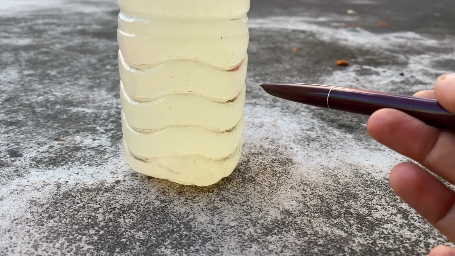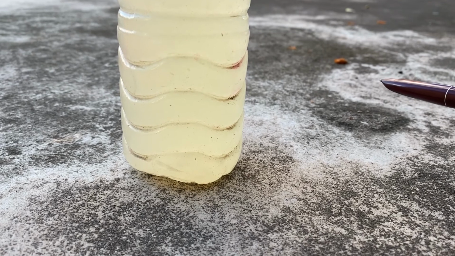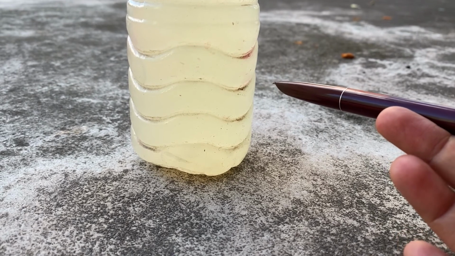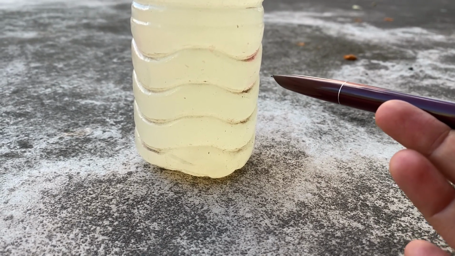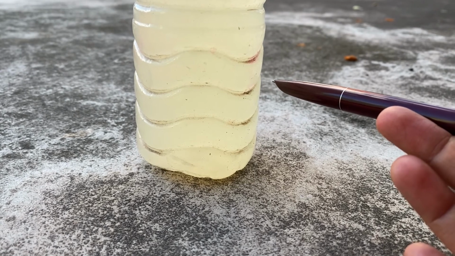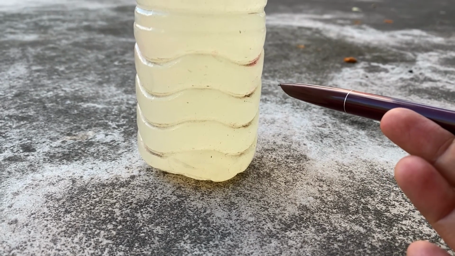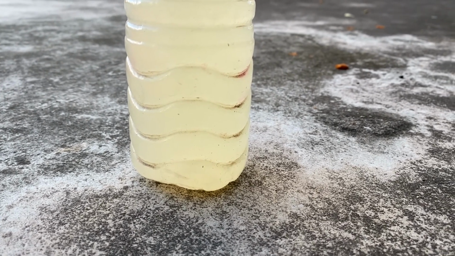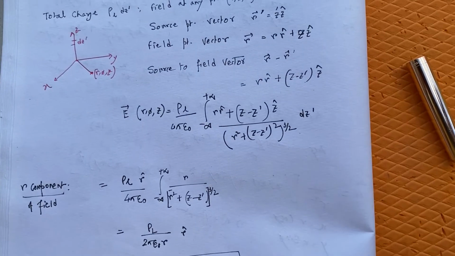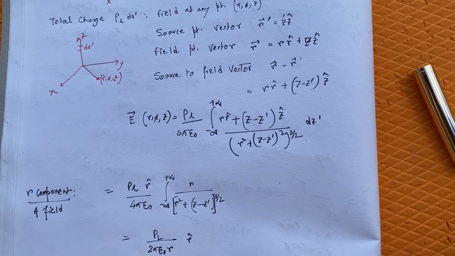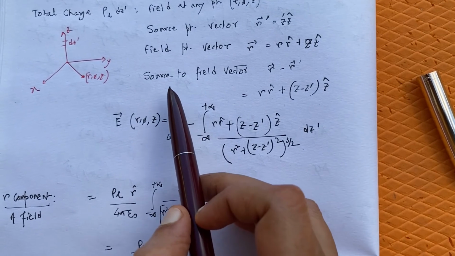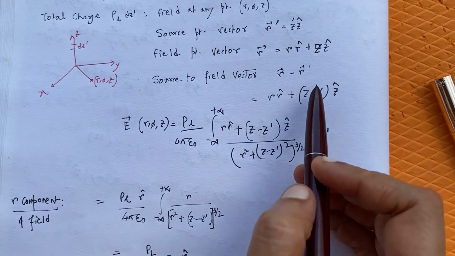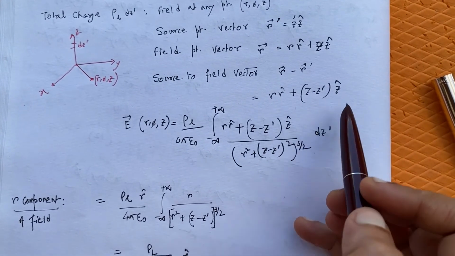But if I move away from this charge distribution, I will feel less electric field. If I move closer to this charge distribution, I will feel greater electric field. So this electric field will depend only on r, that is, it will have a dependence on r hat only, neither phi nor z. Keeping these symmetries of the problem, I have written this source to field vector, which is r minus r prime, and which can be written like that.